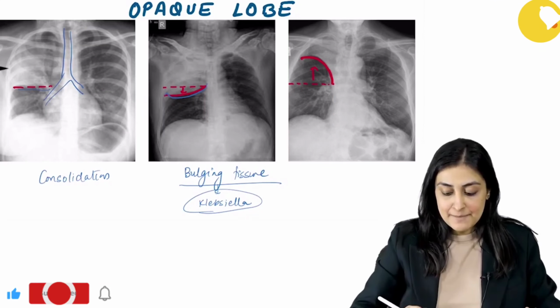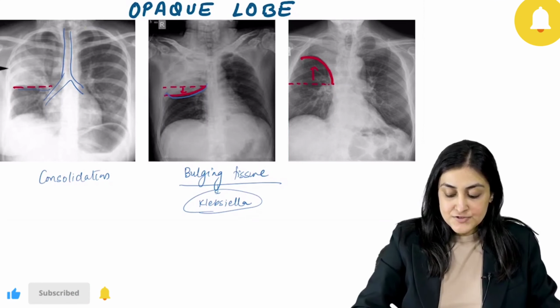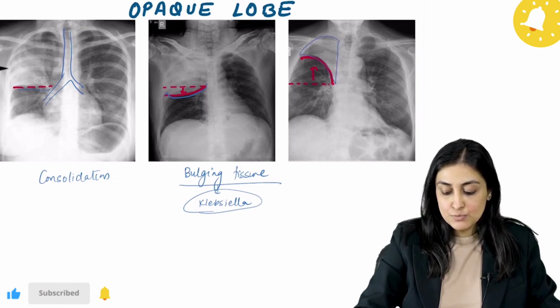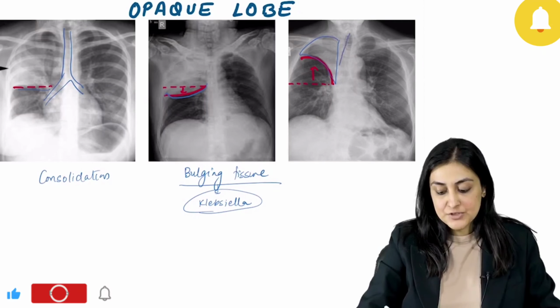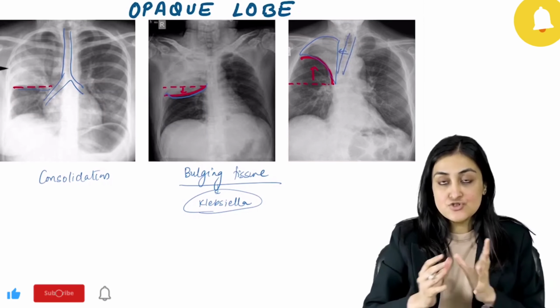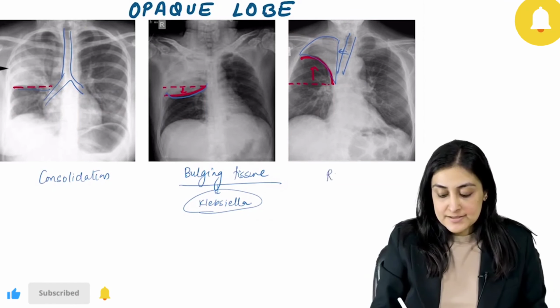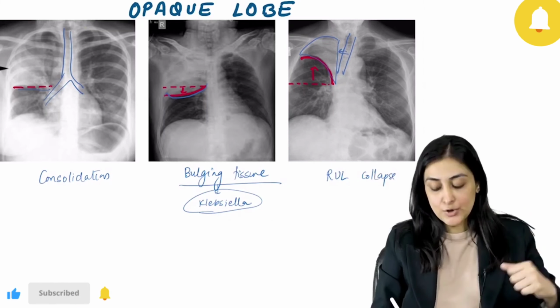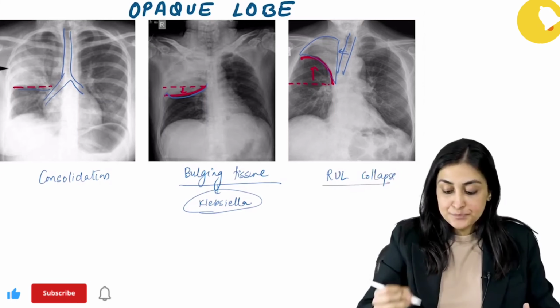Now, the opposite is happening. We are having that the fissure, instead of being horizontal, is pulled up. The right upper lobe is very small. It is having volume loss. The trachea is also displaced towards it. So when you have these features where there is volume loss, this is right upper lobe collapse, where the fissure is pulled up. Alright, so this is RUL collapse.